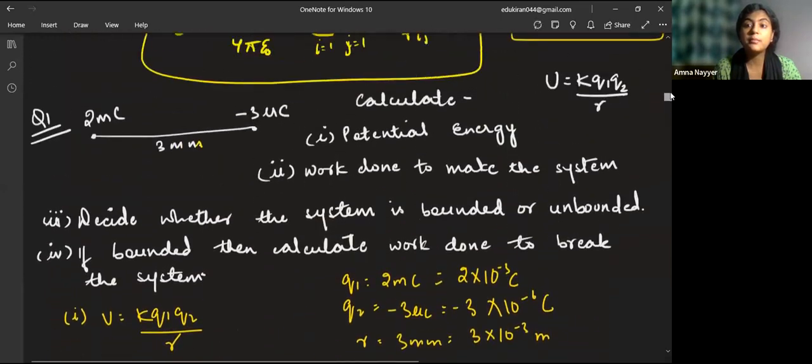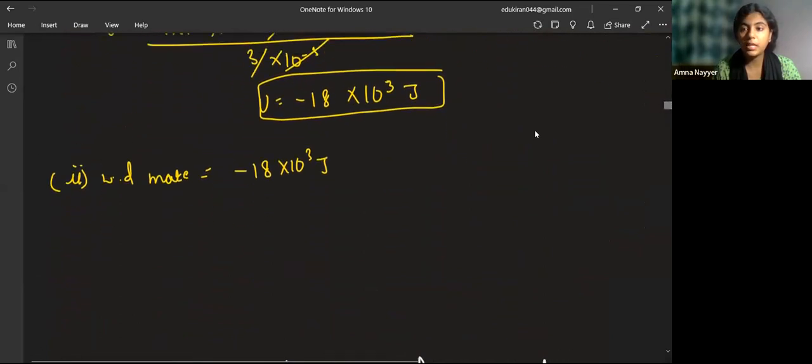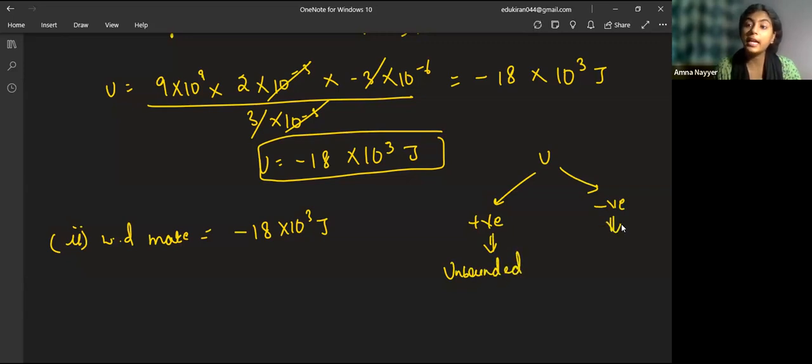Decide whether the system is bounded or unbounded. Always remember, potential energy is of two types. It can be positive, it can be negative. If your final answer is coming as positive, it means your system is unbounded. If it is coming negative, it means this system is bounded.